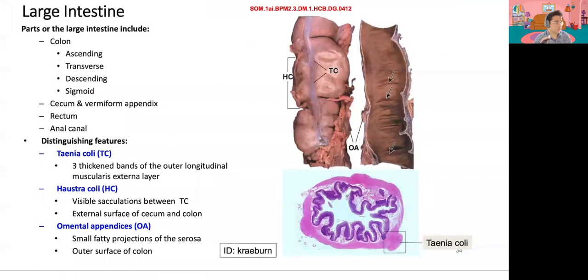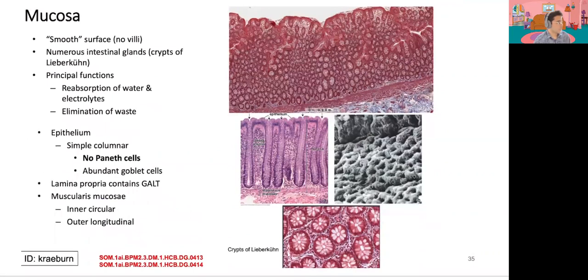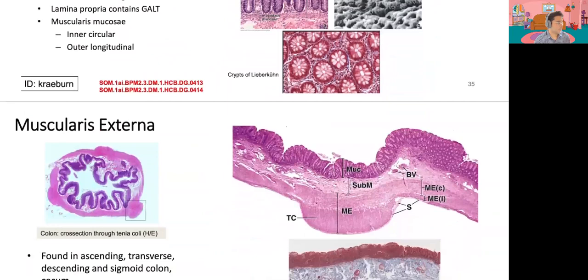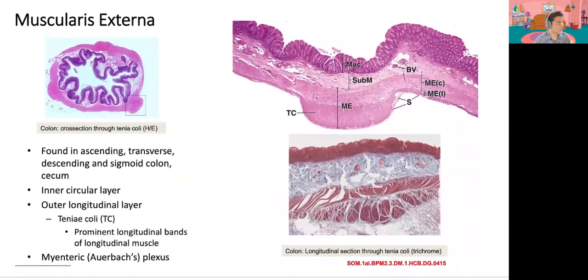Large intestines, guys. If they ask you how to identify the large intestine, it's Taenia coli, or you can use haustra coli. Most often it's going to be Taenia coli. If you follow the Taenia coli all the way down on the right-hand side, you're going to find the appendix. It's another landmark feature. Mucosa: numerous intestinal glands, crypts of Lieberkühn, important for water and electrolyte absorption, which you'll see with Dr. Bandelow's lecture. There are no Paneth cells in the epithelia. Keep that straight, because a lot of people put Paneth cells and it's often missed.